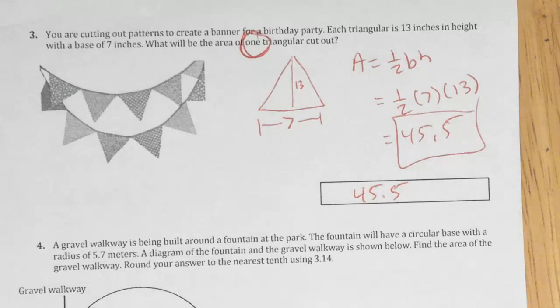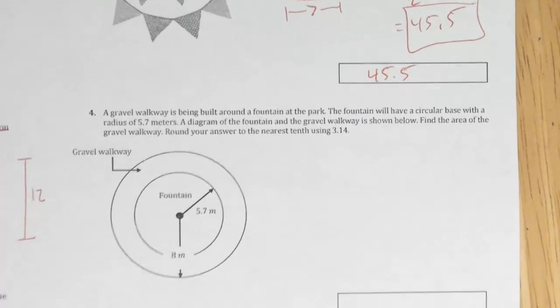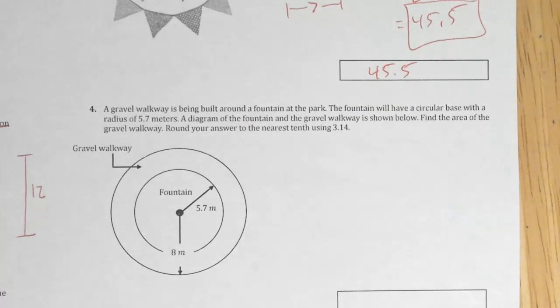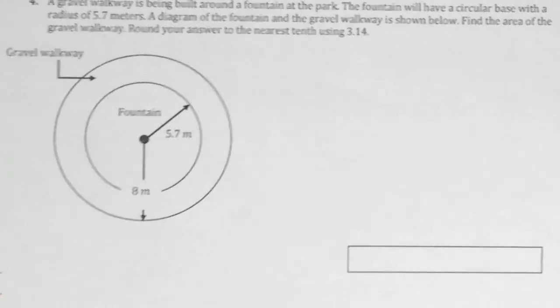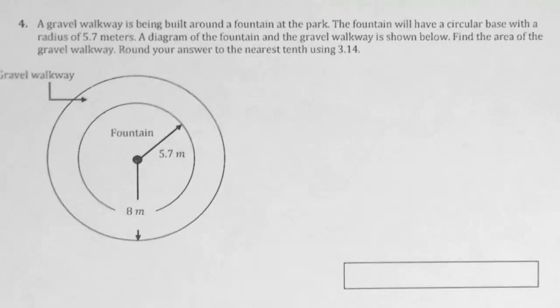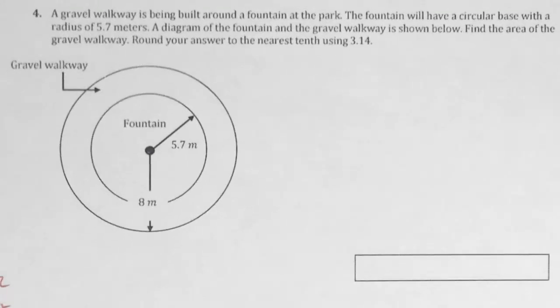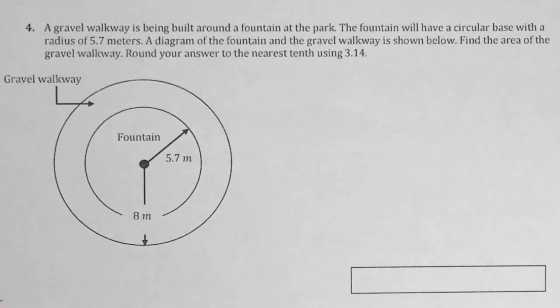And the last problem. All right, number 4. Zoom in a little bit. Okay, a gravel walkway. So number 4, a gravel walkway is being built around a fountain at the park. The fountain will have a circular base with a radius of 5.7, and the diagram of the fountain and the gravel walkway is shown below. Find the area of the gravel walkway.